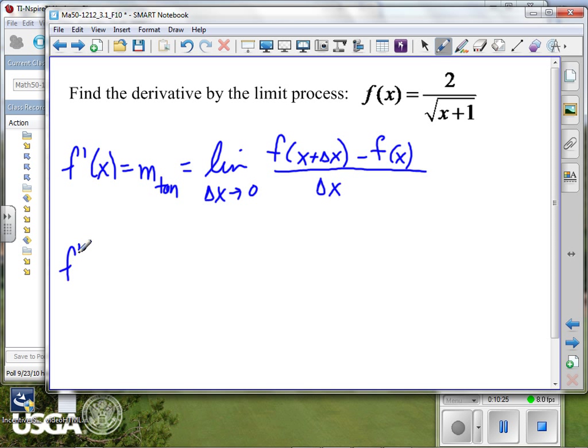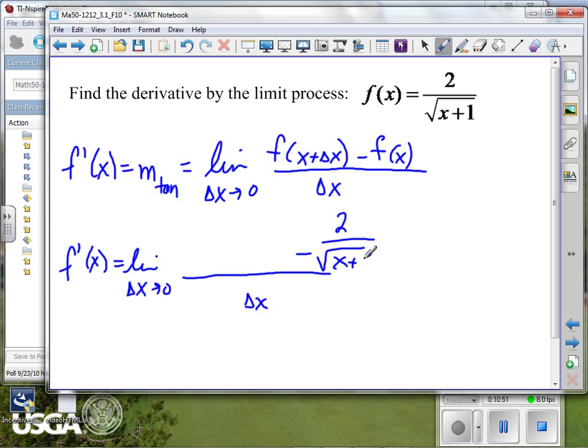Okay, so our derivative is going to be the limit as delta x approaches 0. Now here's where we have to understand our function notation. I'll put delta x down here, okay? And I can even go so far as to put in f of x. I know that that is 2 divided by the square root of x plus 1. Okay, we all know that, right? So this is all right up here.